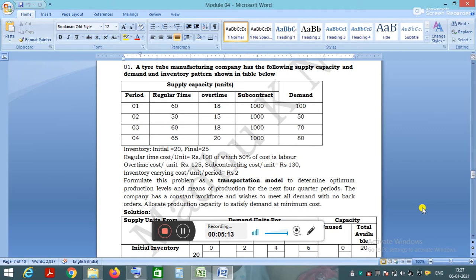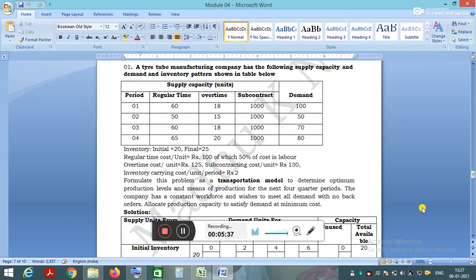He has given 4 periods, 4 quarter periods. Quarter means 3 months. There are 4 quarters in a year. Since he has given 4, each period is of 3 months duration. The company has a constant workforce and wishes to meet all the demand with no back orders.